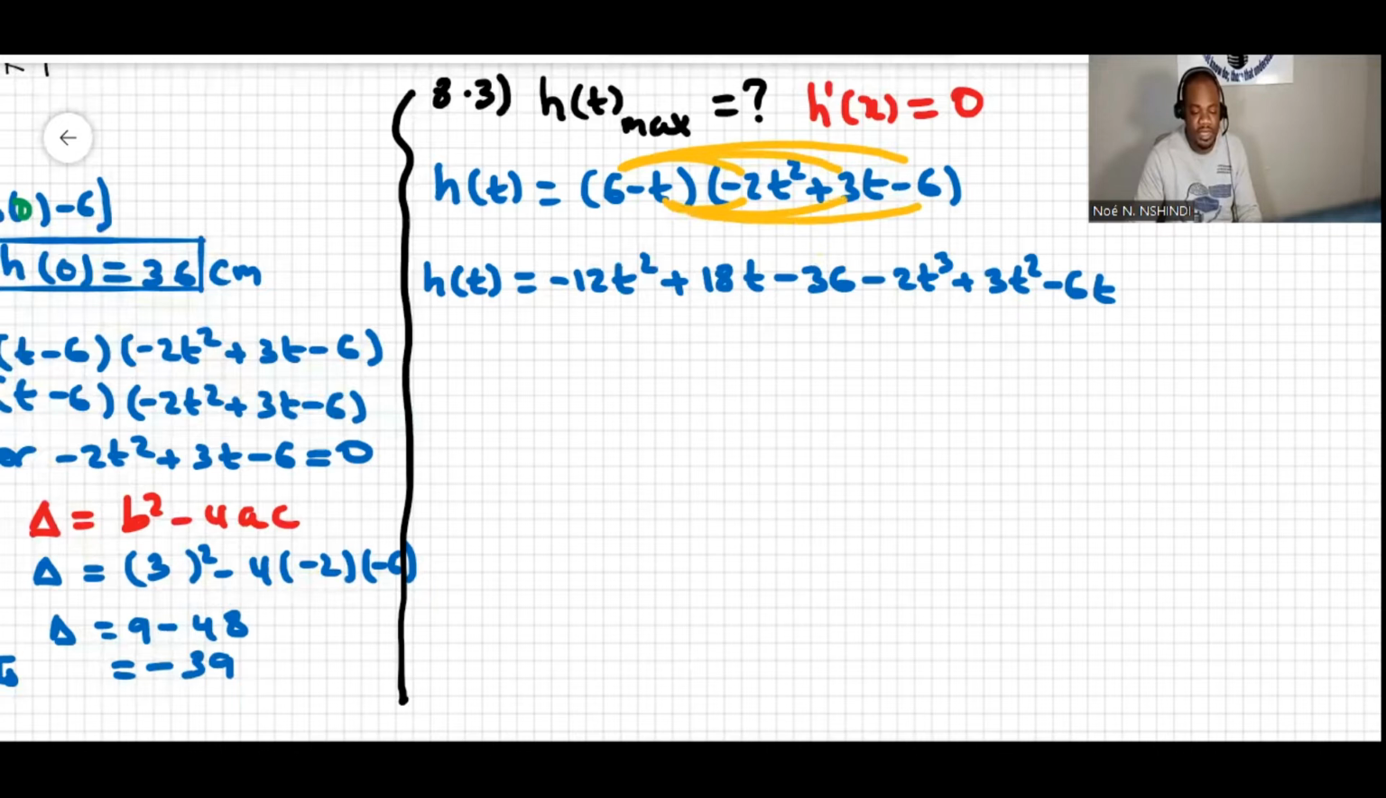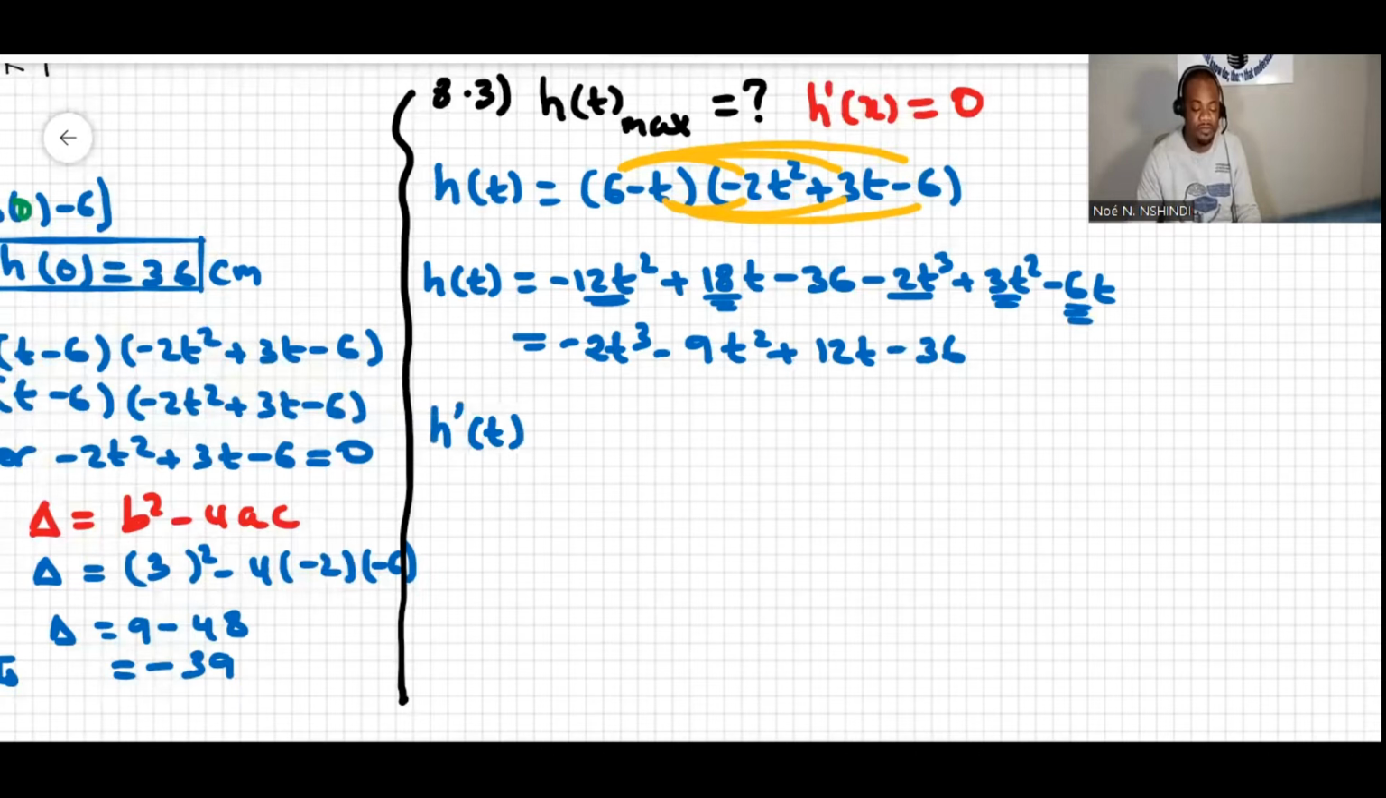Let's first combine like terms if there are any. Let's start with the highest exponent. We have negative 2t cubed. Then the like terms give negative 9t squared, and then positive 12t, and then minus 36. Now let's work out the derivative of the function.